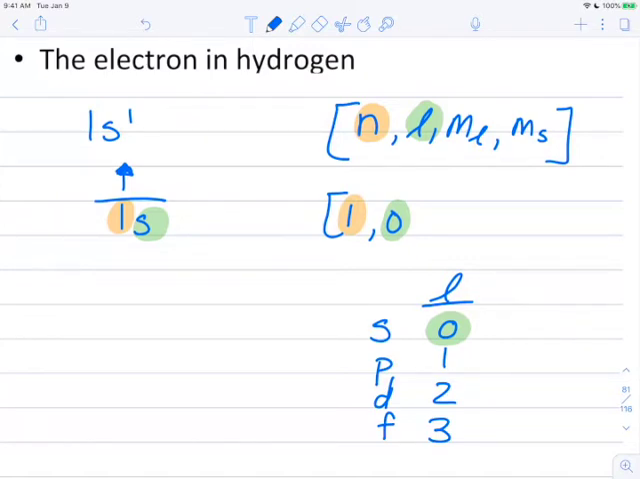Any questions on how, let's see, Driven, I'm not sure I understand your question. Not 0. Oh, okay, sorry about that. Okay, all right, so we said that S takes on the value of 0. So for L, we're going to put in 0 for S. Any questions on how we did N or L so far?